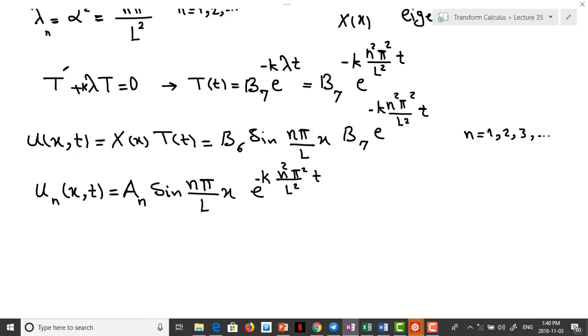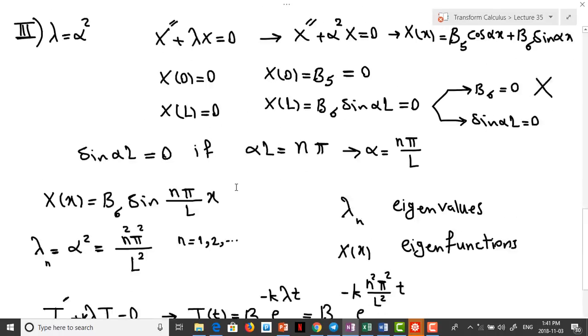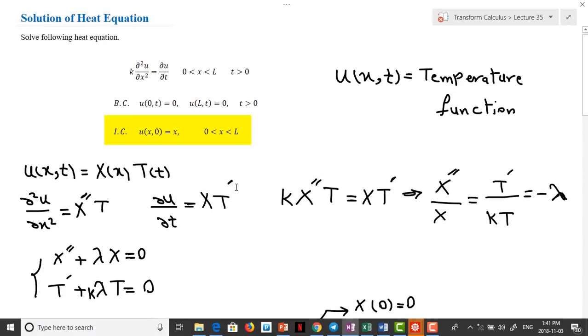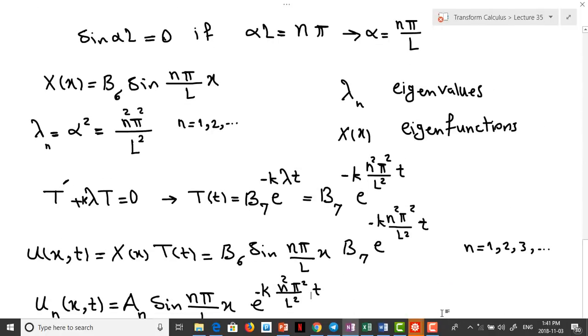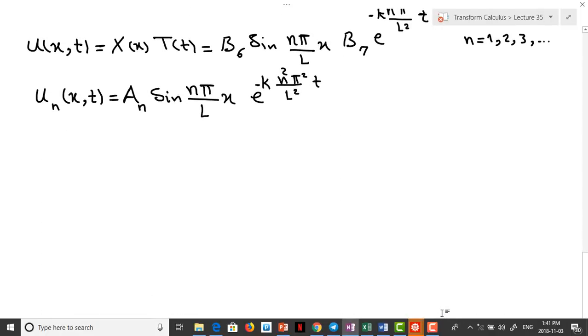So the un of x and t, I already said it satisfies a partial differential equation or heat equation and boundary conditions. But we have to see if it can satisfy initial condition or not. So what's the initial condition? The problem says that the initial condition is that u of x and 0 should be equal to x. So let's find u of x and 0 for our solution. So initial condition says that u of x and 0 should be equal to x.